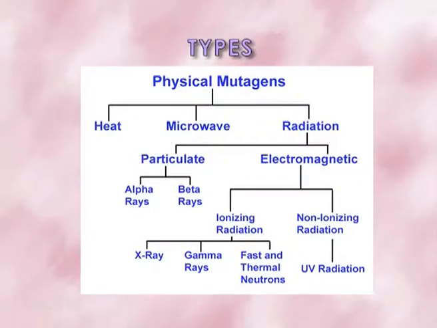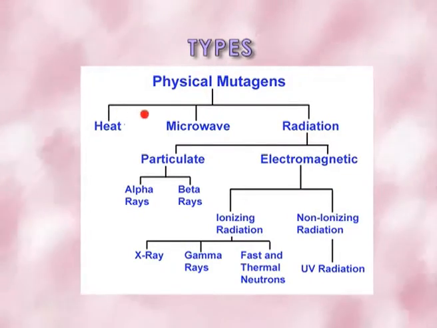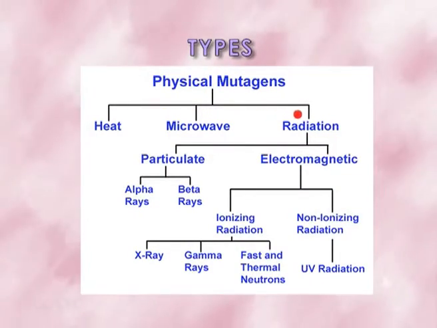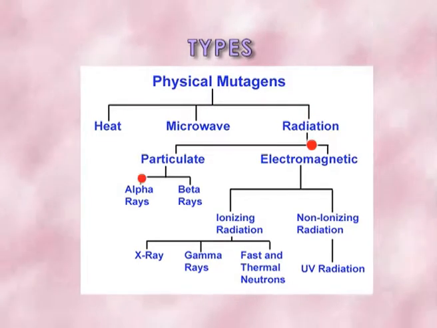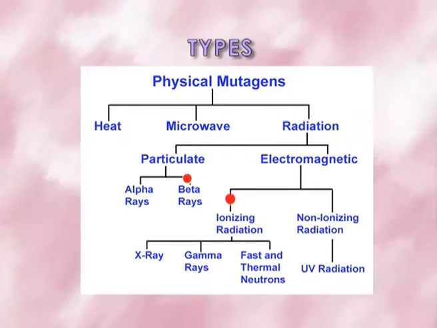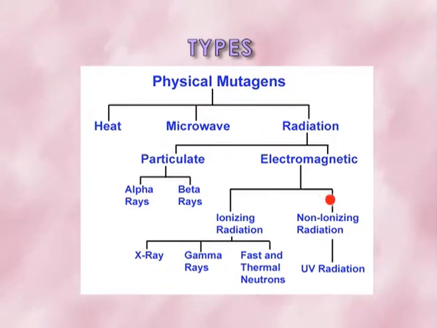Types. Mainly three types are there: heat, microwave and radiation. The radiation may be mainly particulate or electromagnetic. The particulate radiation includes alpha and beta rays, and electromagnetic radiation includes ionizing and non-ionizing radiation. Non-ionizing radiation is ultraviolet radiation, and ionizing radiation includes X-ray, gamma ray and fast and thermal neutrons.